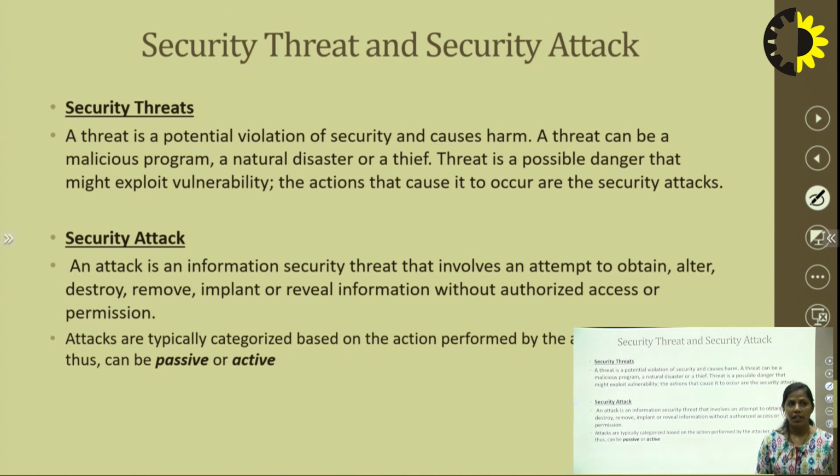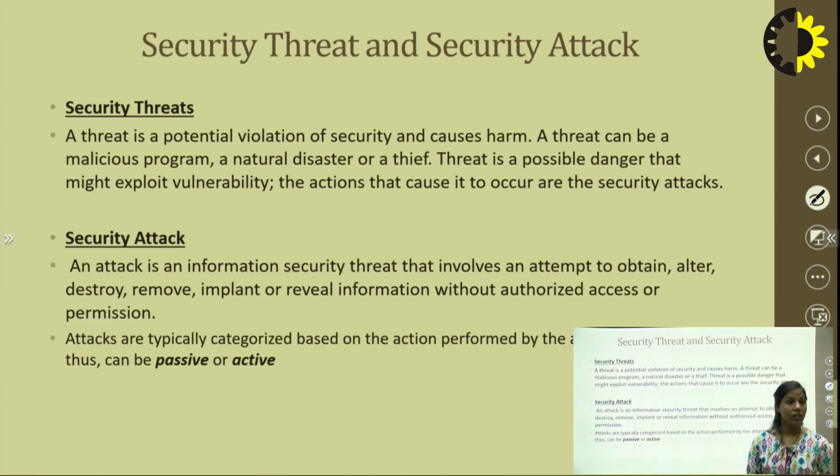So in a security attack, we have an information security attack, which involves a person trying to obtain particular information, or destroy some information regarding the data, or alter the data, modify the data, or reveal information that we don't want revealed. It can be done without authorized accessibility, without permissions. So those unauthorized persons, who do not have the accessibility permissions, access particular information and data, which they can reveal or destroy.